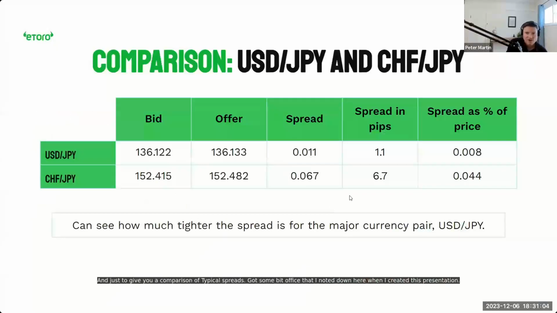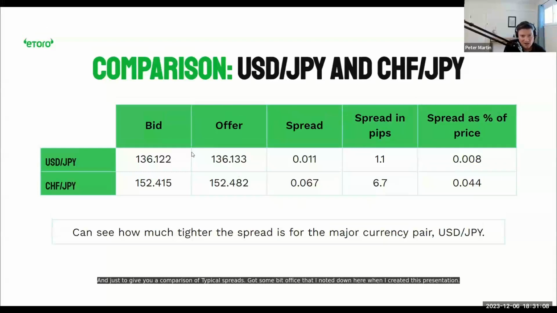And just to give you a comparison of some typical spreads, I've got some bid offers that I noted down here when I created this presentation. So we've got the bid offer for the US dollar against the Japanese yen, and the bid offer for the Swiss franc against the Japanese yen. So dollar yen is a major, Swiss franc against Japanese yen is what we call a currency cross.